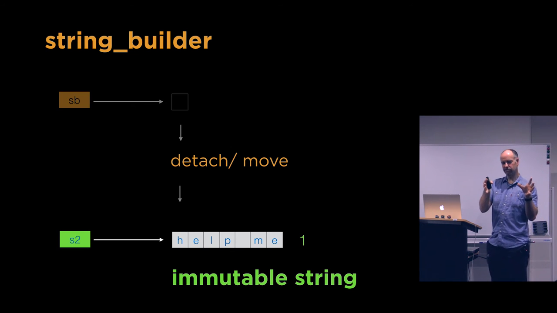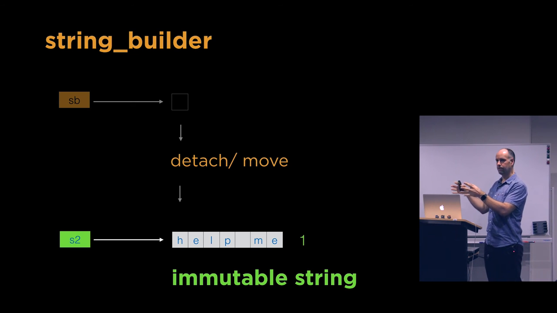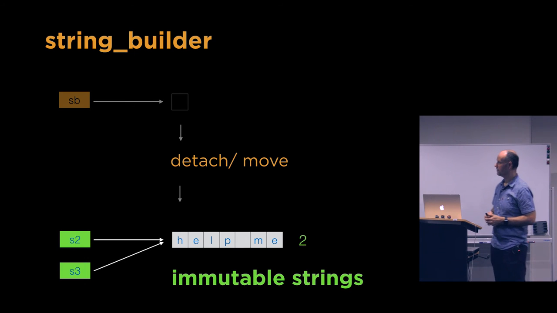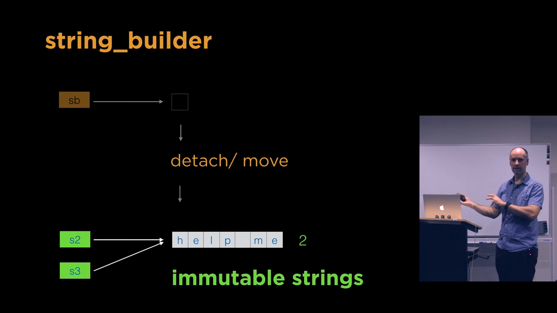And then we effectively transition our buffer from this mutable world, where we're building it up, to the purely immutable world of our string that we can then use in the rest of the code base without having to worry about whether it's going to change under our feet. So that's really nice. But then later, we may need to mutate it again. And we can do the same thing in reverse.